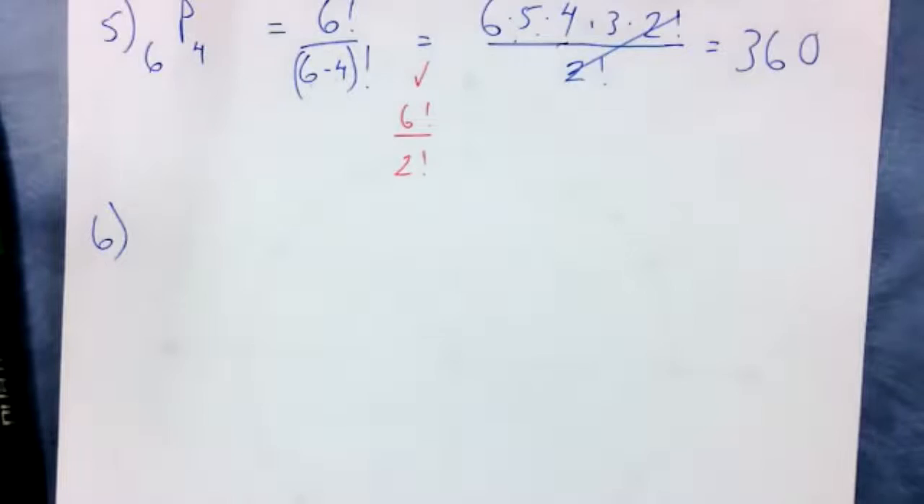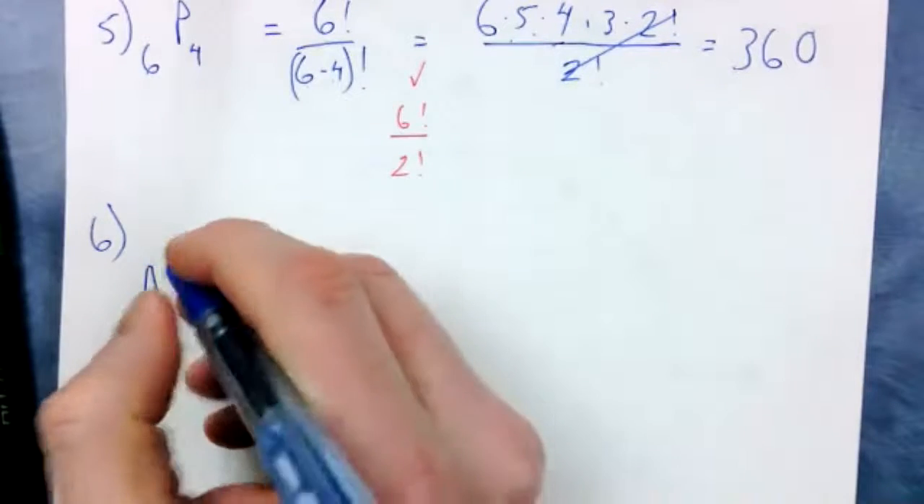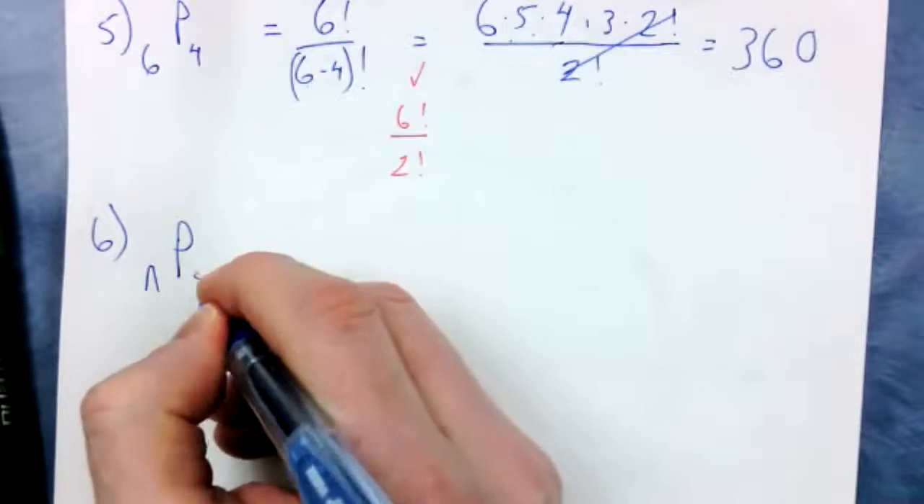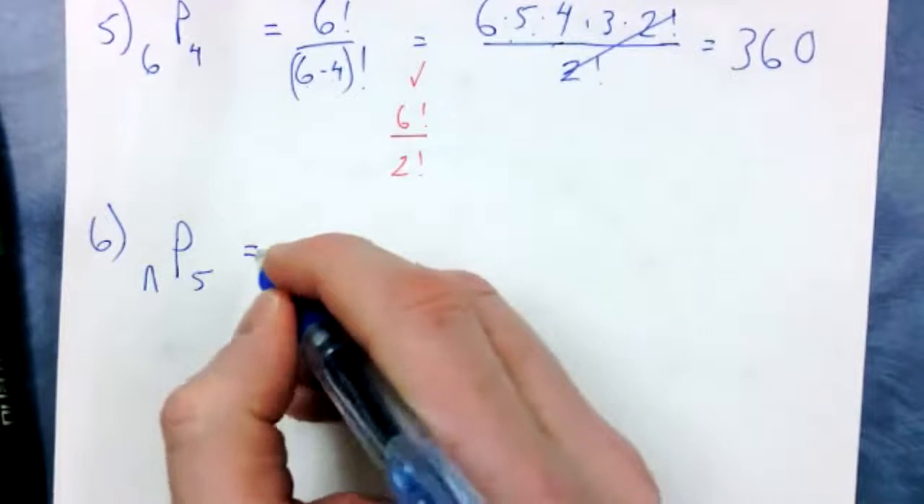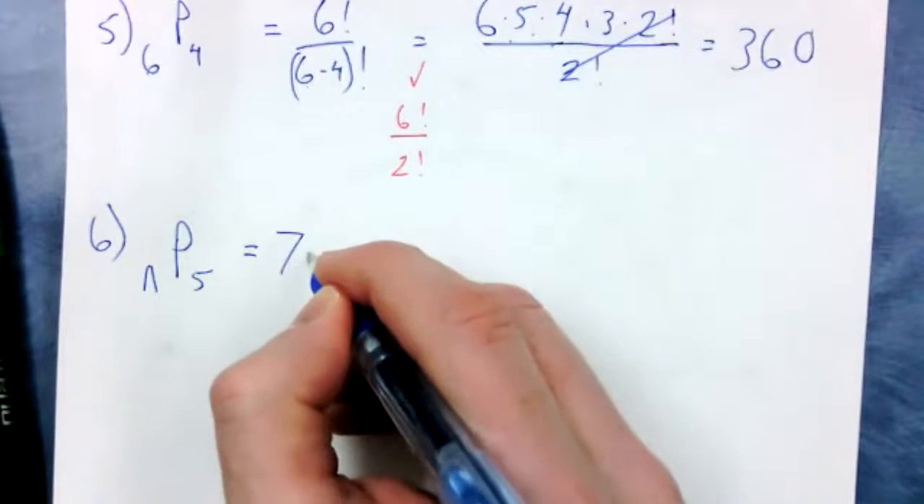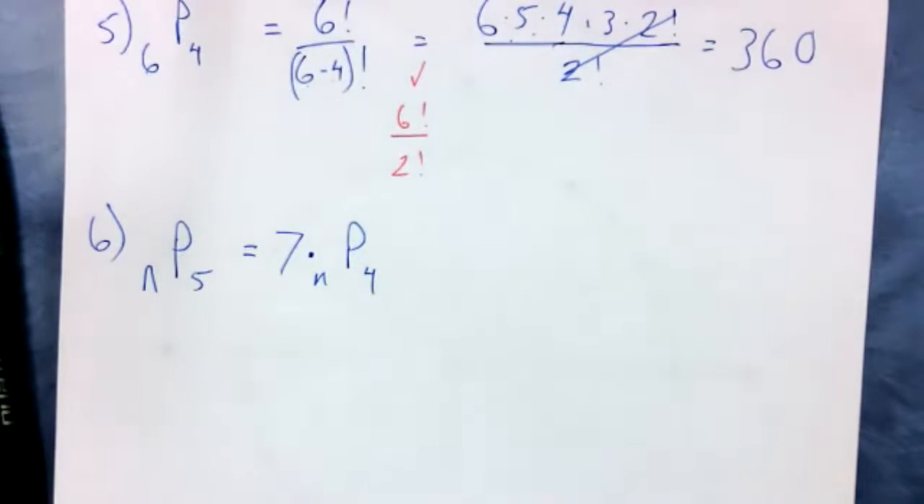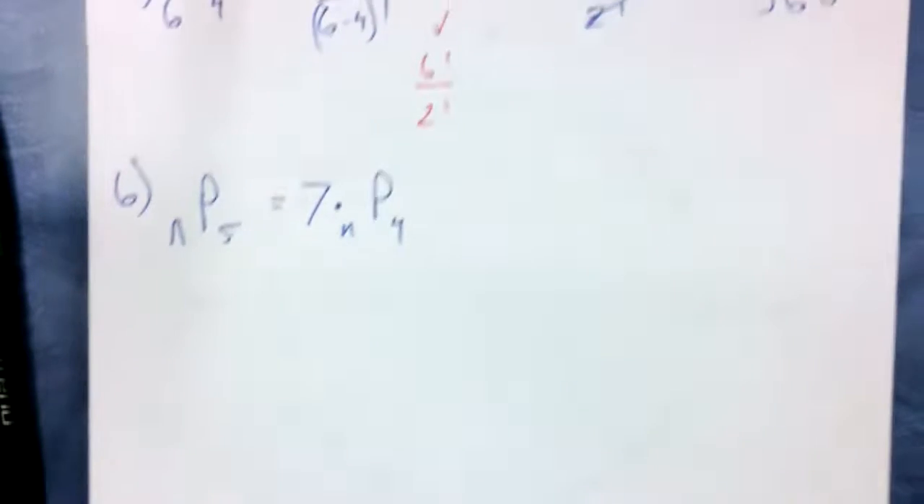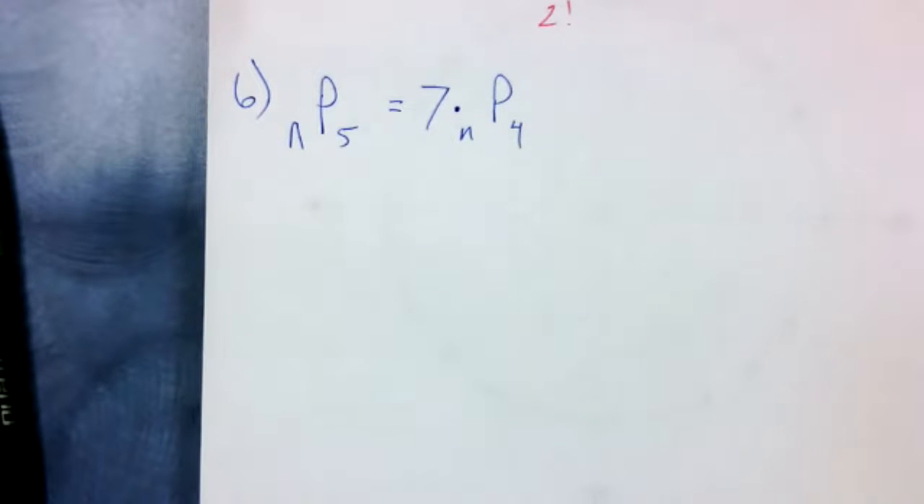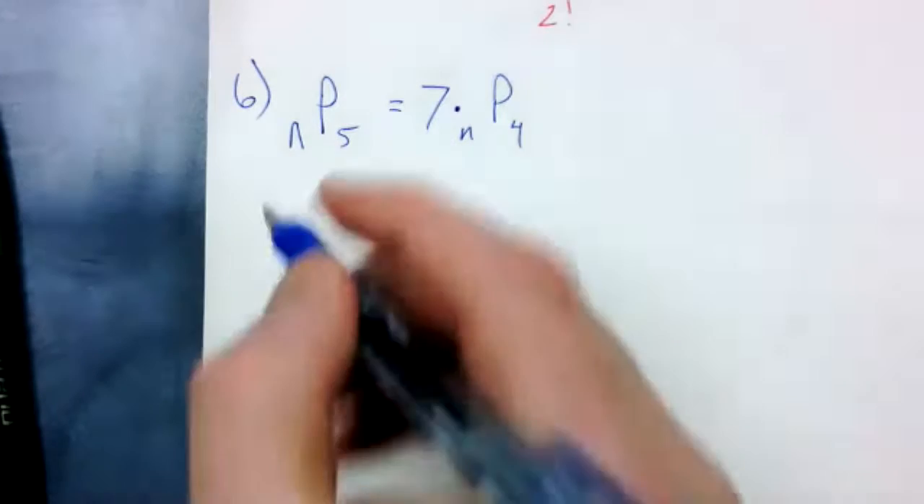Six, solve for n. These are the funnest ones. nP5, yes, that's an n. Something just happened to it on the way out of the factory. nP5 equals 7 times nP4. Looks weird. How, what in the world? Well, start by setting it up.